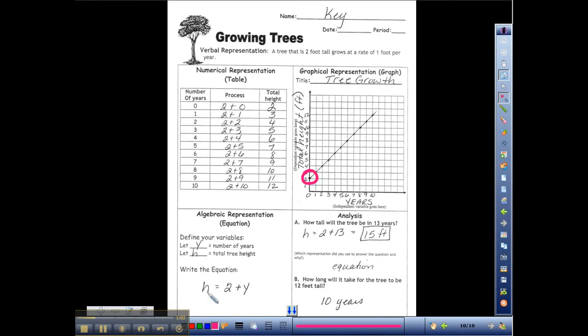Down here in your equation, what's your slope? Let me rewrite this. Y equals 2 plus x. What's your slope? No, that's the y-intercept. What's the coefficient of your x term? It's not 0. It's 1. So what's your slope here? It's 1. It's the coefficient of x.